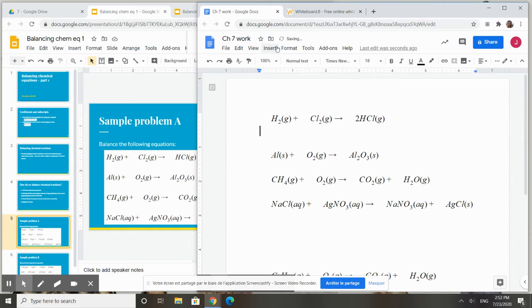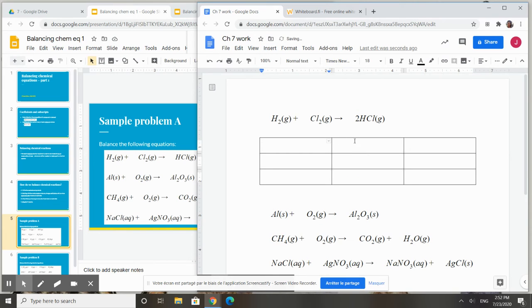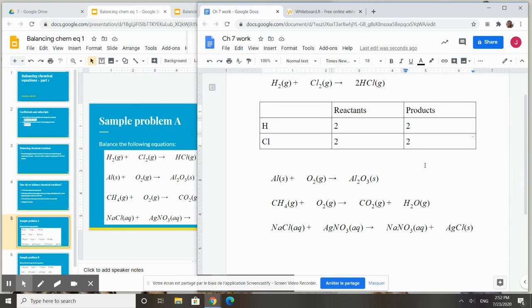One sort of trick that some students like to do is to create a table to check your answers. So it's reactants, products, and then you just list out your chemicals. So I've got 2 hydrogens in my reactants, 2 in my products, 2 chlorines in my reactants, 2 chlorines in my products. If your table checks out, you know your answer is right. Sometimes you'll have to simplify. I didn't need to here. All right, moving on to the next one.